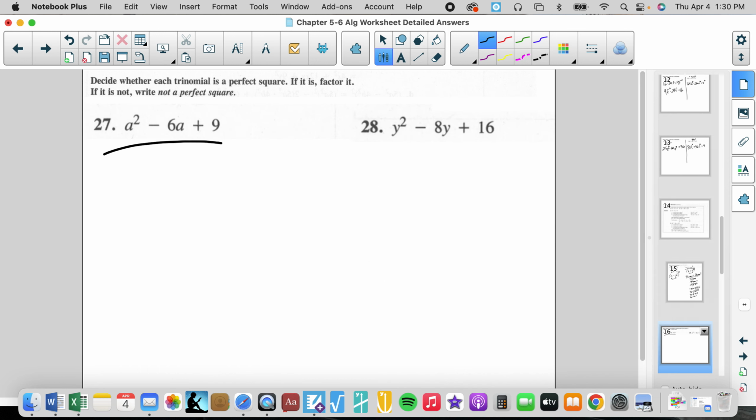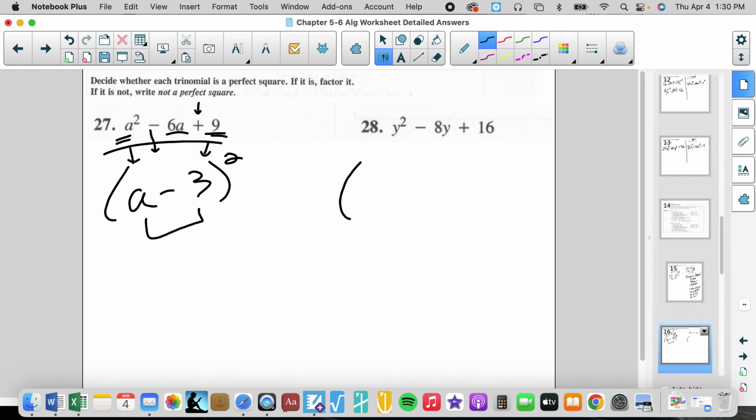Three terms, yes. Third term positive, yes. Perfect square, yes. Perfect square, yes. So let's take the square root. Square root. Let's bring down that sign. Does this times this, doubled, equal my middle term? Yes, it does. So three terms, yes. Third term positive, yes. Perfect square, yes.